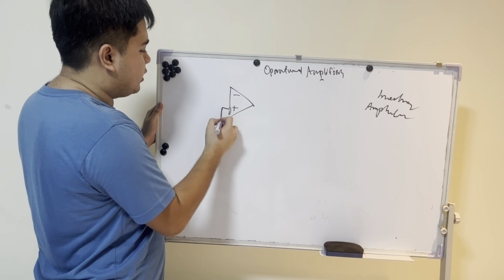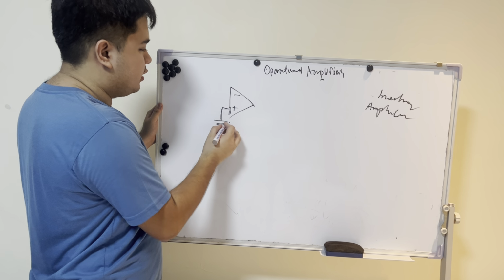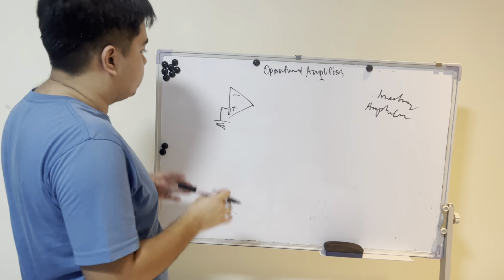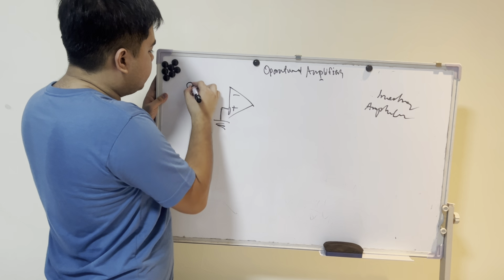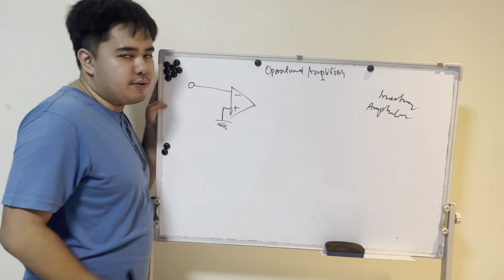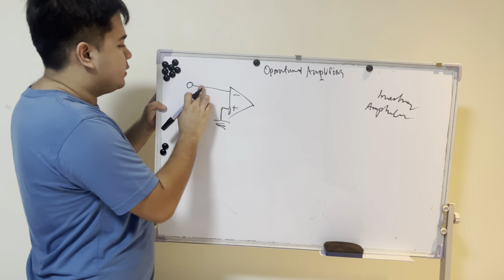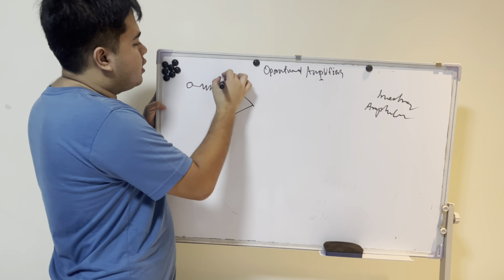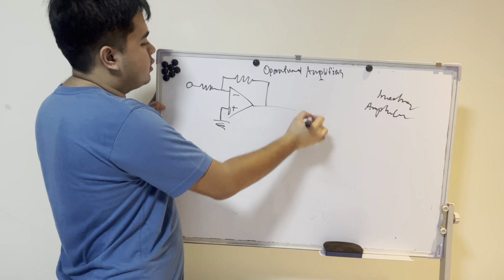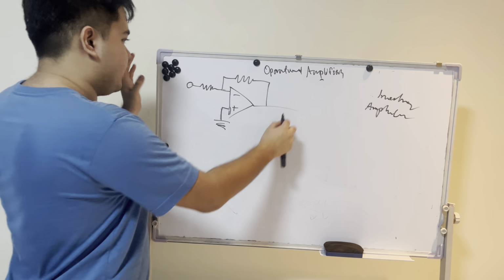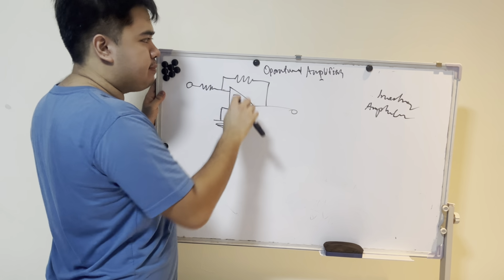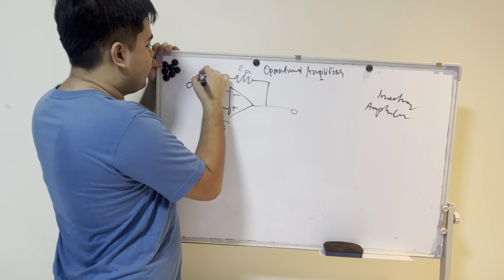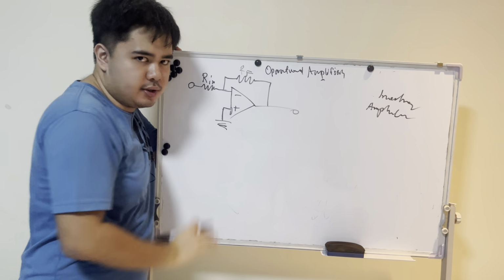Something that we have not done earlier, since we usually have the input from the positive: let's connect the input to the negative, the inverting. But let's connect a resistor here. And then let's connect a resistor across here. And this is the output. So now this is the feedback. This is feedback resistor RF. This is Rin, or the input resistor.